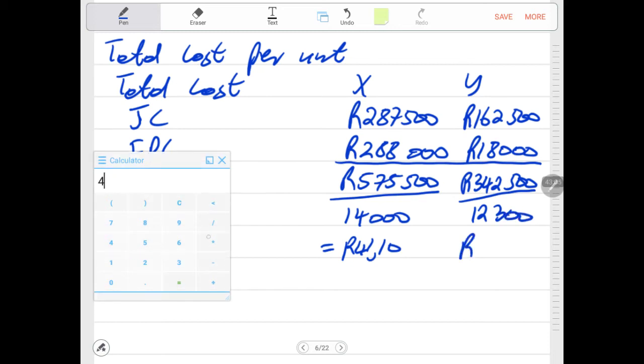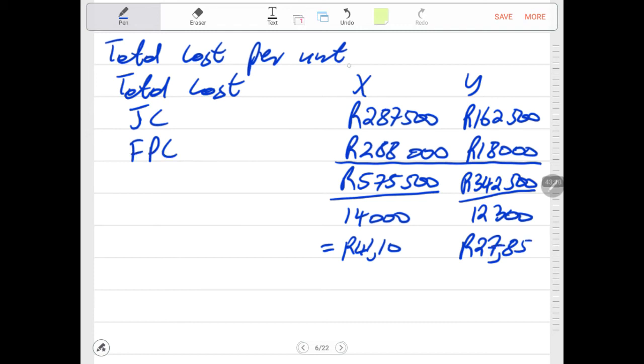Then we say 342,500 divided by 12,300. We get 27 rand 85 cents. So this will be the total cost per unit for each of these products X and Y: 41 rand 10 cents, and here it will be 27 rand 85 cents.